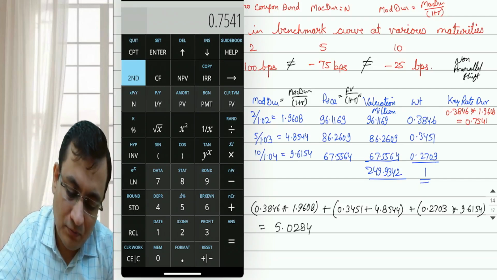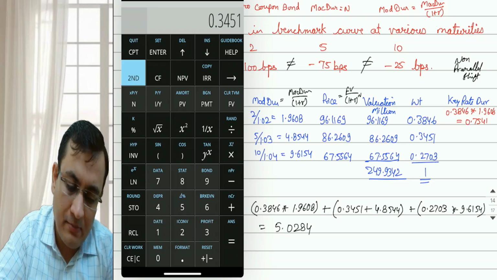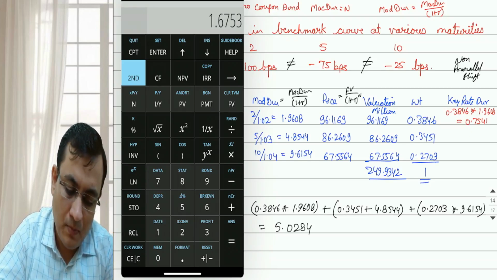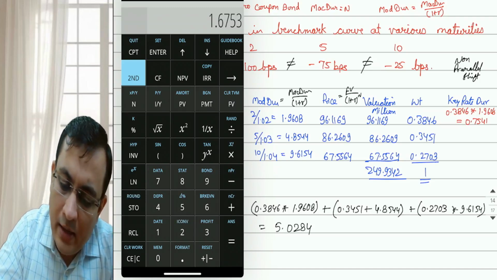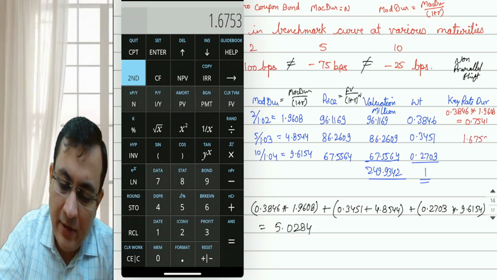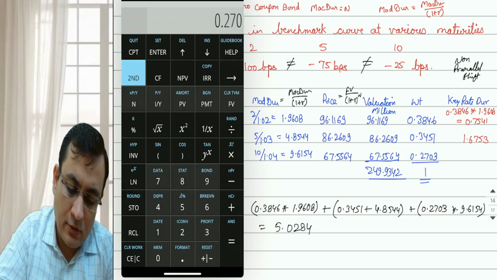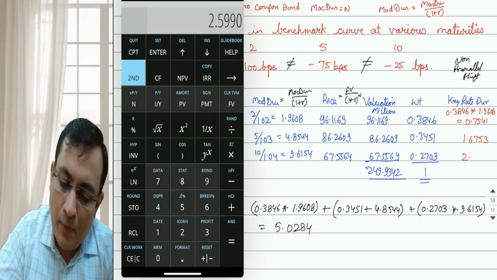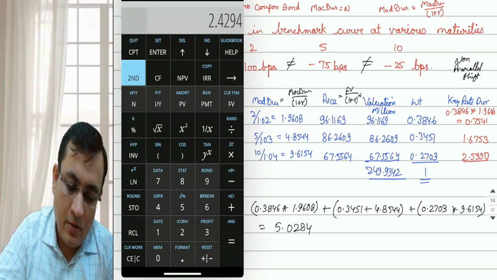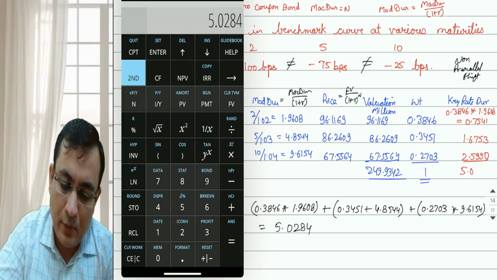Next, 0.3451 multiplied by 4.8544. The key rate duration is 1.6753, and the last one, 0.2703 multiplied by 9.6154 equals 2.5990. Overall summation is equal to 5.0284.